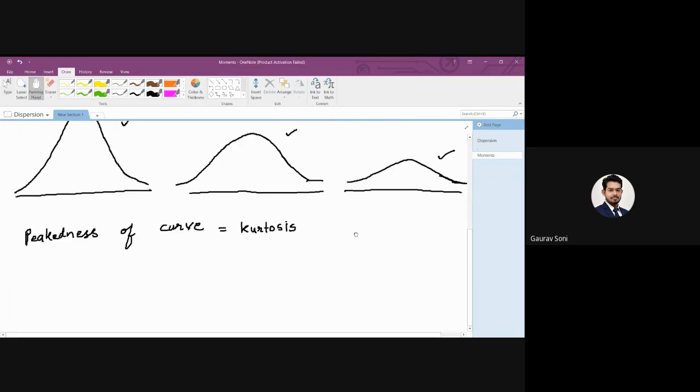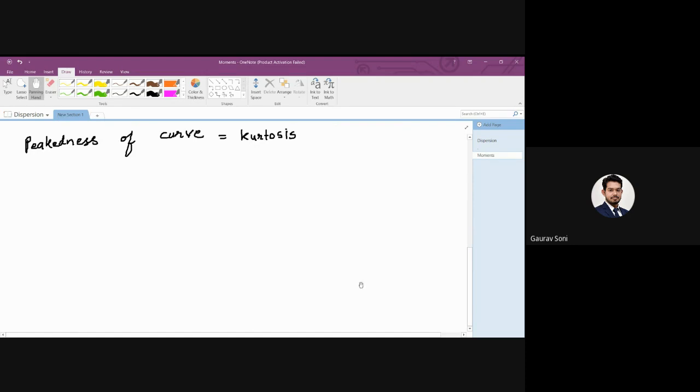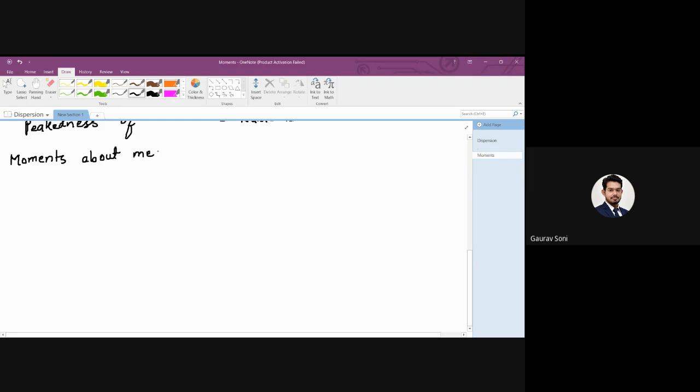So the first type of moment that we will see is the moments about mean. We'll first of all write down the definition. Moments about mean.